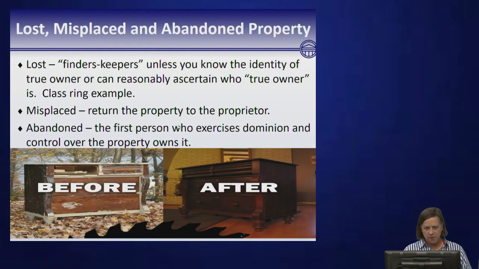And then with personal property, we talked about lost, misplaced, and abandoned property. Remember, lost property, the rule generally is finders keepers unless you know the identity of the true owner. If you do, or you can reasonably ascertain the identity of the true owner, you need to return lost property to the true owner. Misplaced property is where property has been intentionally placed somewhere, and you know this because of the place where it is found. And then in that instance, of course, you need to give the misplaced property to the proprietor of the building to be held for the true owner. Or you could return it to the true owner, either one.